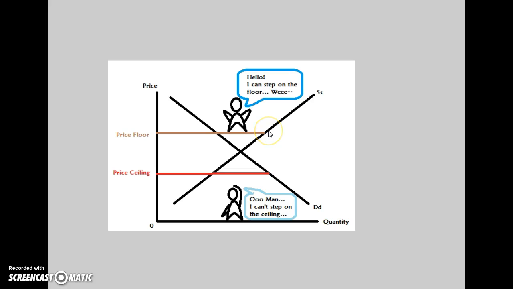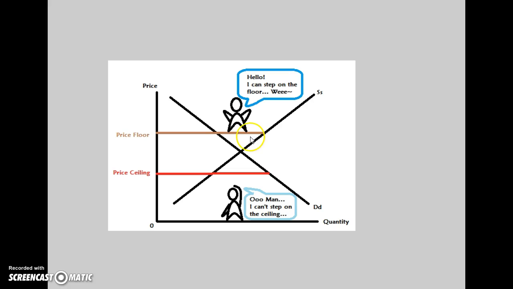This is set to help the producers, because if these price controls weren't in effect, the price would ultimately be forced to drop until you hit that equilibrium point. And so it'd be a lower price. Well, sometimes the government steps in, like with farmers, and will set a price floor higher than the equilibrium. And that's to help protect them so that their selling price isn't quite so low.